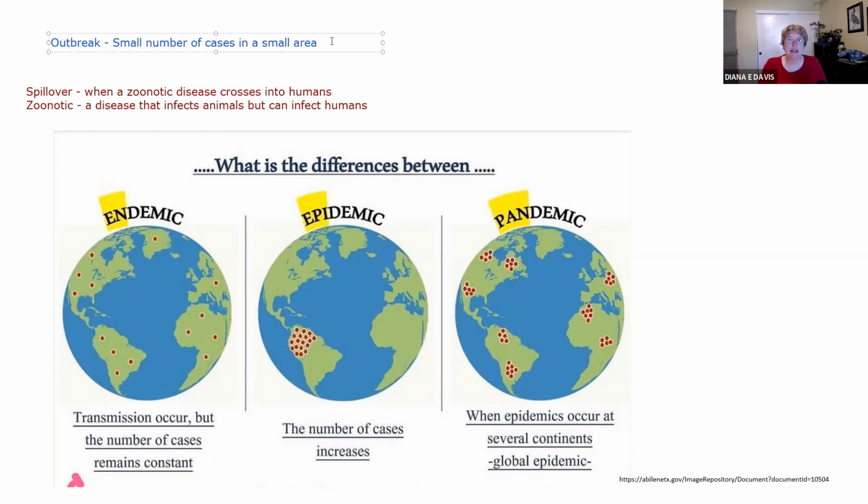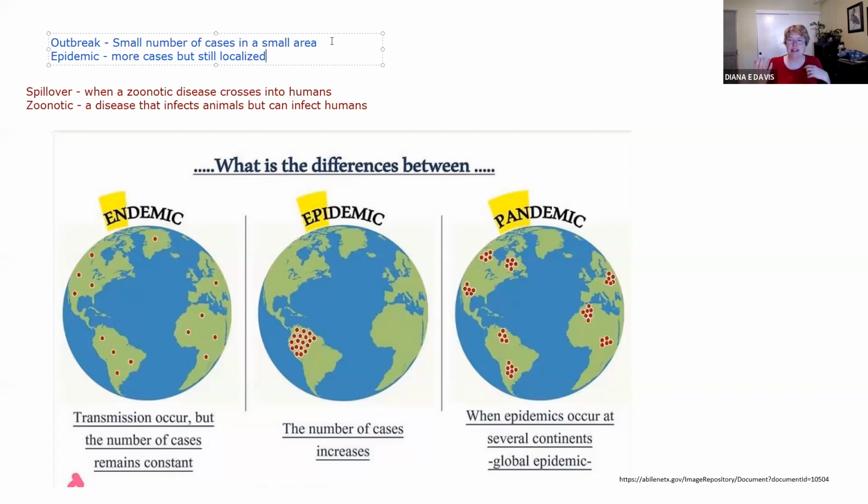In an epidemic, now we're talking about more cases, but still pretty localized. And when I say localized, I mean definitely one continent, but possibly multiple countries. The United States is huge. And if we had an epidemic in the United States and Mexico and Canada, that would probably be considered right along that magic line between epidemic and pandemic, because it would be so huge.